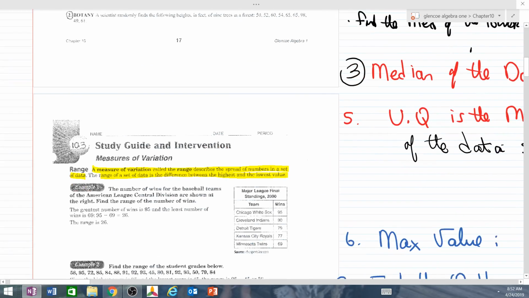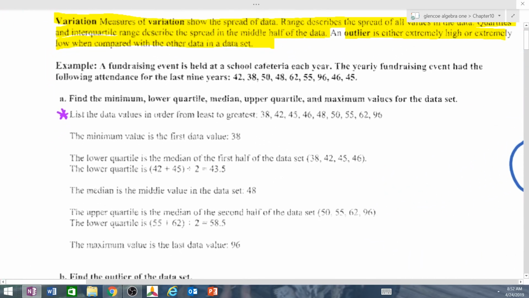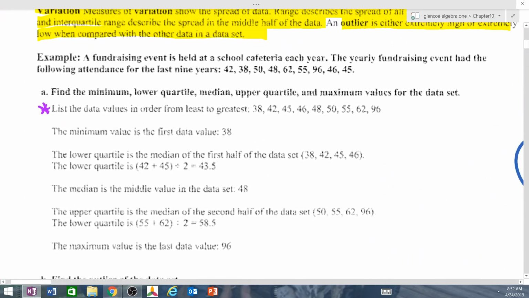All right, so let's swing back over here and go over it one more time. Once they give us a set of data and they're asking us to find the minimum, the lower quartile, the median, the upper quartile, and the maximum values, the first thing you must do is list the data in order from what, guys? Good. The minimum value is usually the number one number. He's the smallest. Everyone, the minimum value here is what? Good. What's the maximum value, Matt?